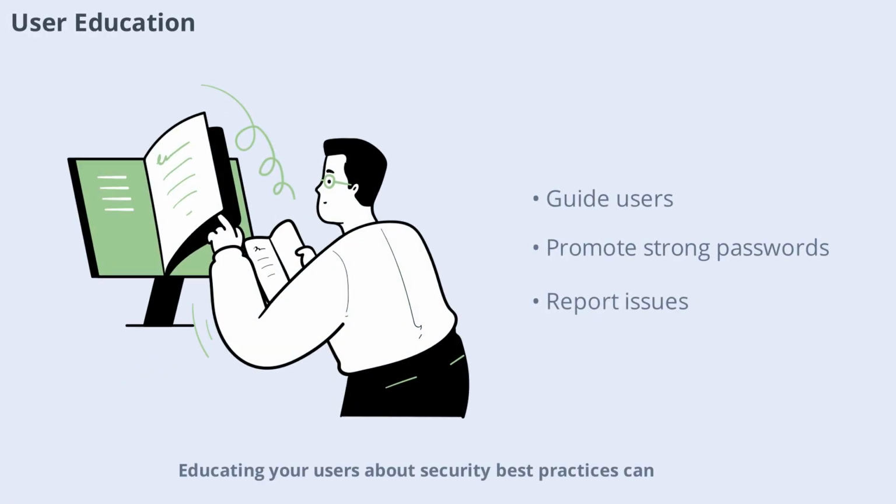Educating your users about security best practices can help prevent common attacks like phishing and social engineering. Provide clear guidance on creating strong passwords, recognizing suspicious activity, and reporting issues. Empowering users to take an active role in their own security strengthens your app's overall defenses.